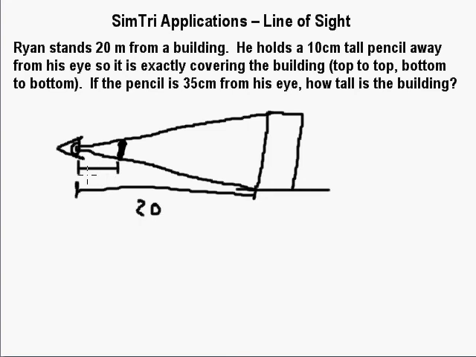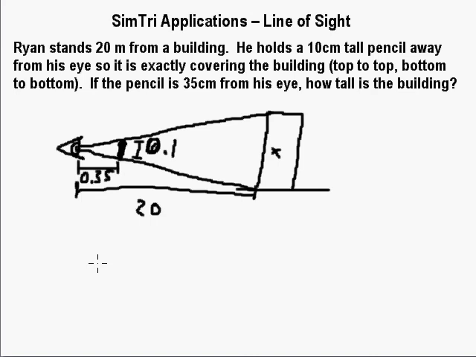Now, you don't have to really switch here because the centimeters are going to divide out anyways, but it's always good practice to change it into the same unit. So if we're working in meters here, use 0.35. Now, this pencil is how tall? This pencil is 10, or 0.1. And the building is how tall? Well, it's x.